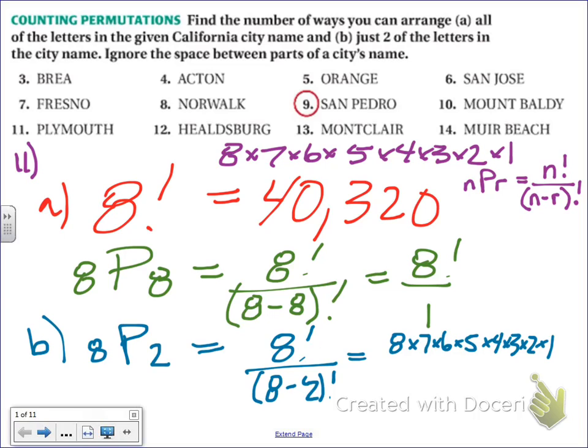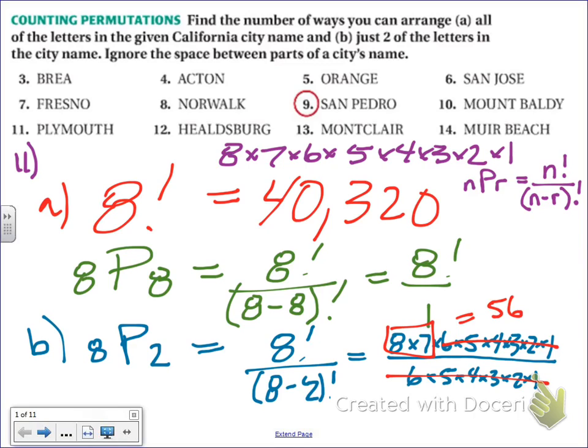Okay? And on the bottom, 8 minus 2 is 6. So if I were to write out 6 factorial, it would be 6 times 5 times 4 times 3 times 2 times 1. Now let's take a look here, knowing our knowledge of multiplication and division. Are there any like terms I can cancel out from the numerator and the denominator? Notice how I can cross out 6 times 5 times 4 times 3 times 2 times 1 from both the top and the bottom. So all I have to do is 8 times 7, which is 56.